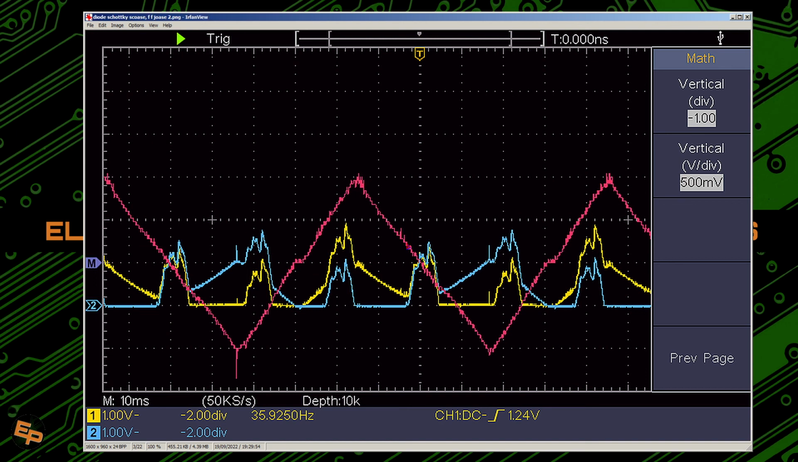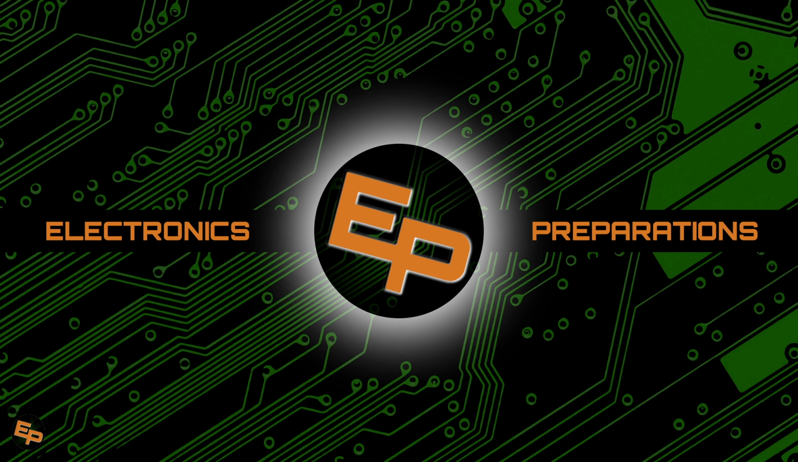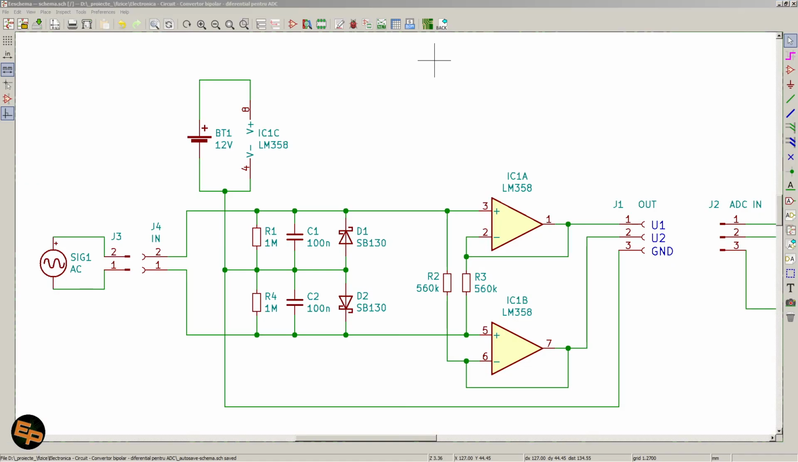So that's not something that we want. It's not a big deal with this circuit, but it is absolutely necessary, and I hope now you understand why.